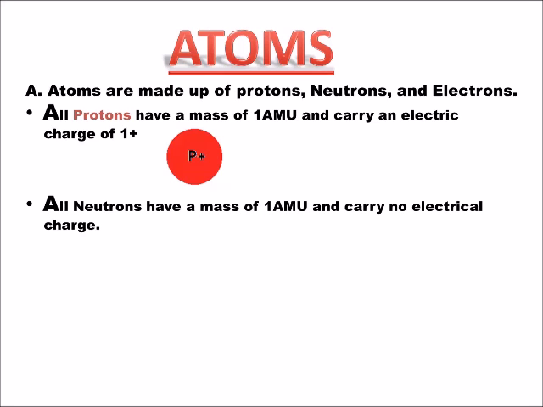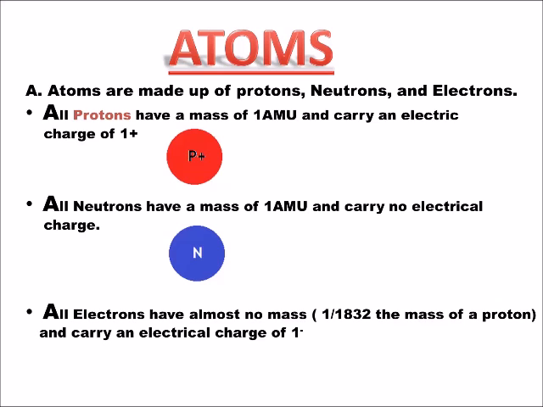All neutrons have a mass of 1 atomic mass unit, but they carry no electric charge. Here's a neutron. You notice it has no positive sign on it. It doesn't carry an electric charge. It does have a mass of 1, just like the proton does, but it doesn't carry an electric charge.